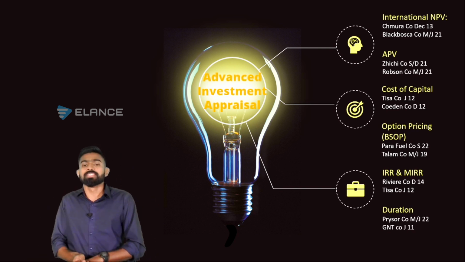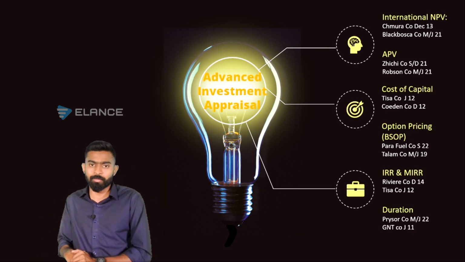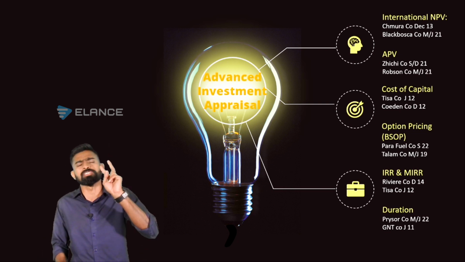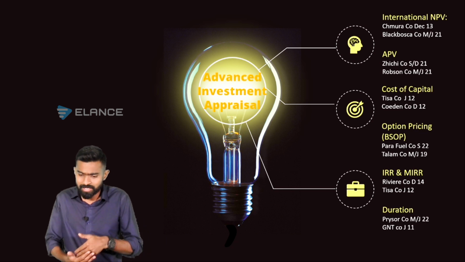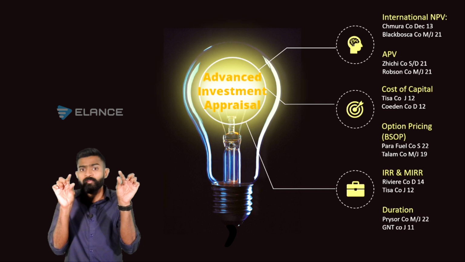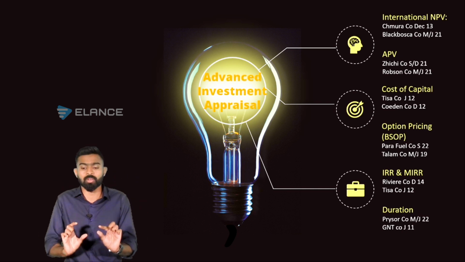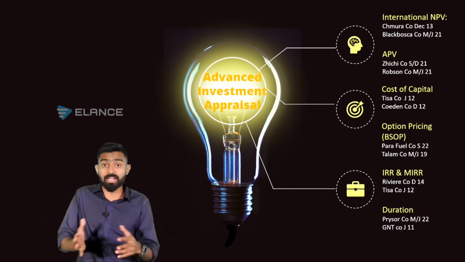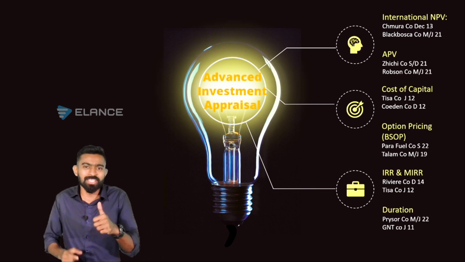For these, there are 2 questions. Both are 25 marks questions. One is Riveri company and the second one is TISA company. Riveri company was asked in December 2014. In TISA company, the first requirement was cost of capital and the second requirement is the calculation and comparison discussion of IRR and MIRR. So TISA company is a wonderful question.